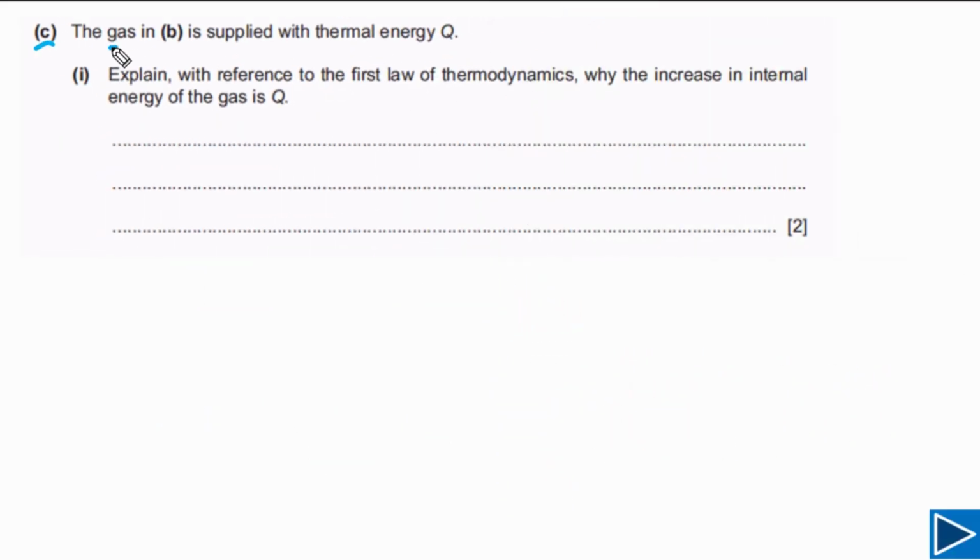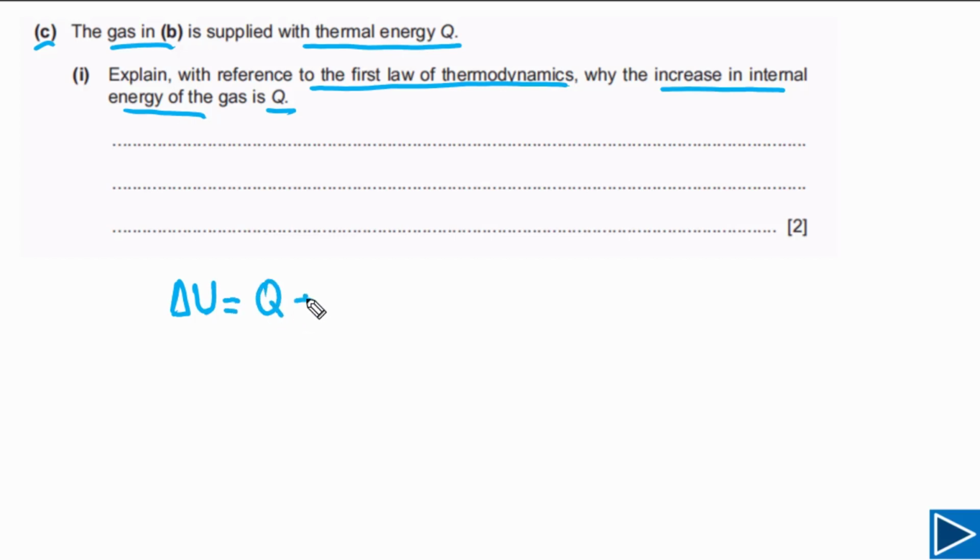For part C, it is given to us the gas in B is supplied with thermal energy Q. We need to explain with reference to first law of thermodynamics why the increase in internal energy of the gas is equal to Q. First of all, we need to understand the increase in internal energy means the change in internal energy. This is equal to Q plus work done on gas. So this is the work done on gas. But work done on gas or work done by gas, this is equal to P times delta V. If there is no change in volume, it means no work is done on gas or no work is done by gas.